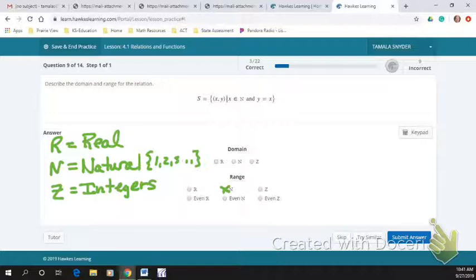Oh, whoops, I marked range, didn't I? Okay, now your range, well, range is my list of y values. What is y? It's always equal to x, and x is a natural number. So if x is a natural number, that means y is going to be a natural number too. This just means the even natural numbers, even real numbers. I don't even know why they gave you those choices. But in both cases, it would be a natural number. Does that make sense? Okay.